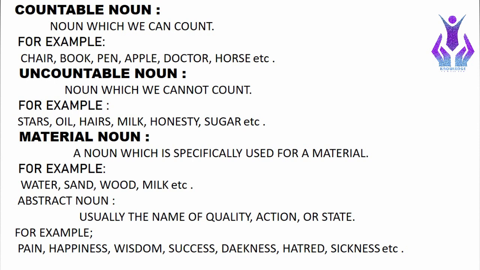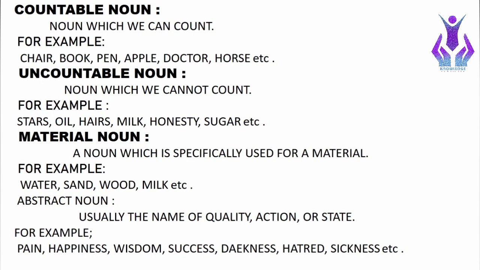So now, in uncountable nouns we have seen its example, honesty. Honesty is also an example of abstract noun. We cannot see or touch honesty, we can only feel honesty. So as I have told you, these are all interconnected with one another.